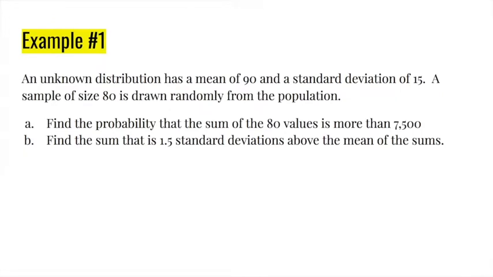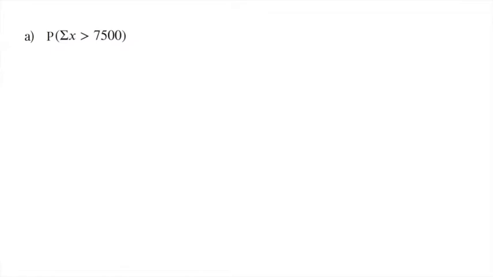So first example, we have an unknown distribution. We don't know if it's uniform, normal, skewed one way or the other, exponential, we don't know. So we have an unknown distribution with a mean of 90 and a standard deviation of 15. A sample of size 80 is drawn randomly from the population. Part A asks, find the probability that the sum of 80 values is more than 7,500. So in symbols, we're trying to find the probability that sigma x is greater than 7,500.